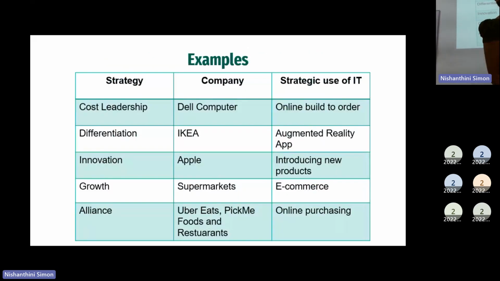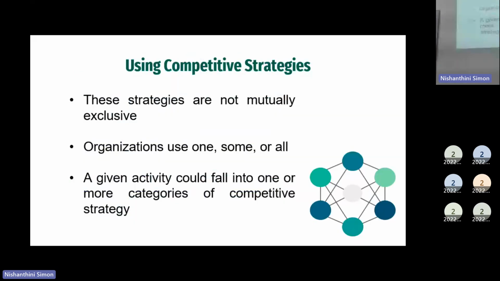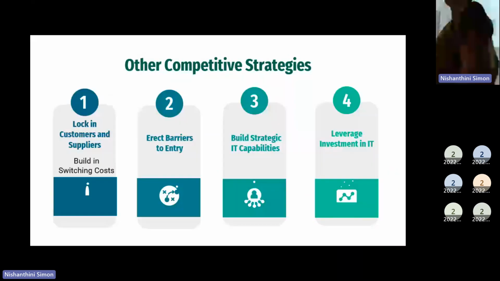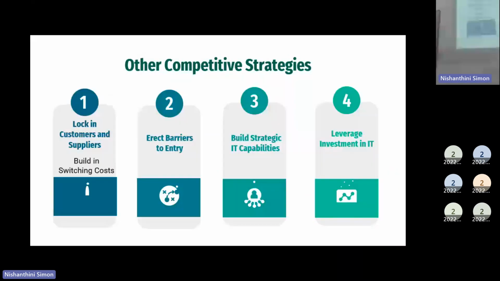Okay, in order to implement these strategies, how they are getting the support of IT, some examples we have checked on. Then yes, we know there are some other strategies. So in addition to these basic 5 strategies, some other different strategies are also there which organizations are using. So another 4 we can consider.